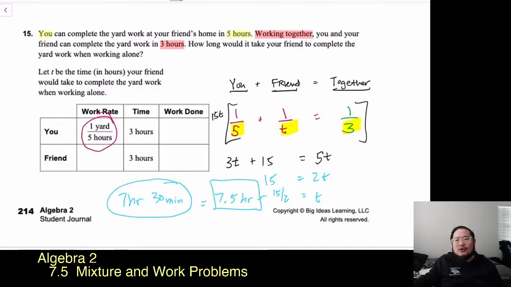Okay, so you have a work question. And sometimes the work question will ask you, you work this amount of hours, your friend takes this amount of time, and how long does it take for you guys to work together?